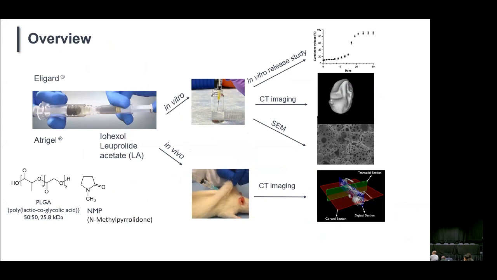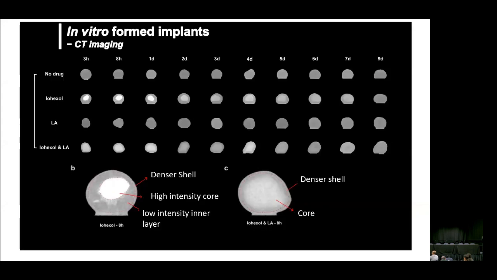So the next thing, I hope you can see that clearly, is that we're looking at the different formulations at different time frames. Actually, we did up to 30 days because this is meant for 30-day release of drug. And we compared 4 groups. It's interesting to see the 4 groups. Basically, first we had just Atrigel and there's no drug. And we also had just iohexol as an imaging agent, representing our drug as a whole.